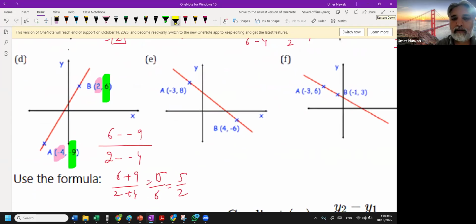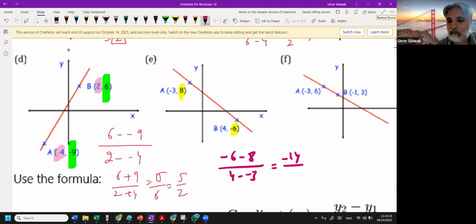Now this slope will be definitely negative. How can I find it? I have to find the difference. Either 8 minus 6, or minus 6, minus 8 over 4 minus 3. So minus 14 over 7, and my gradient is -2.